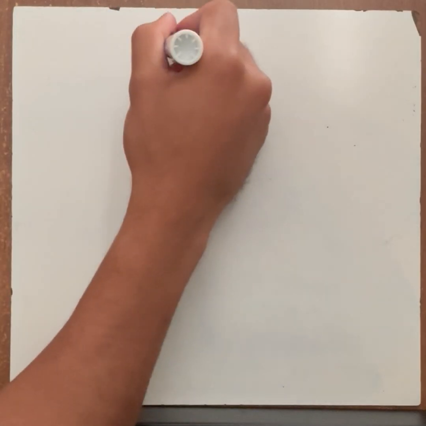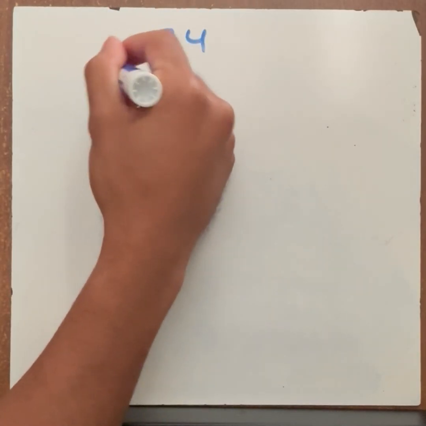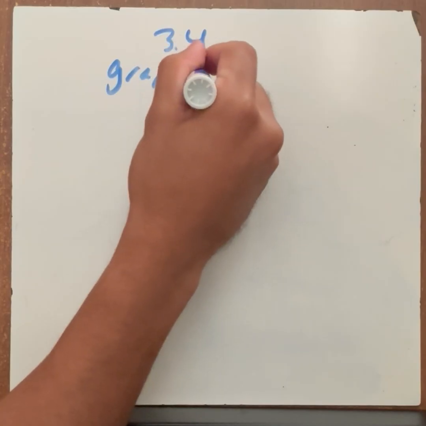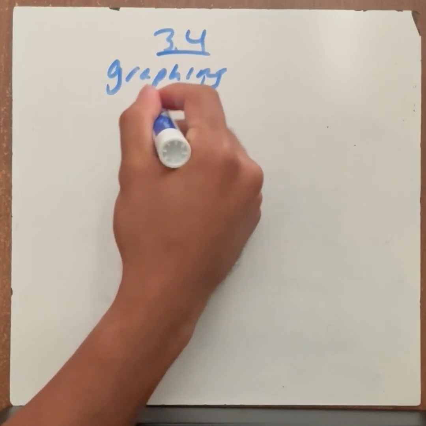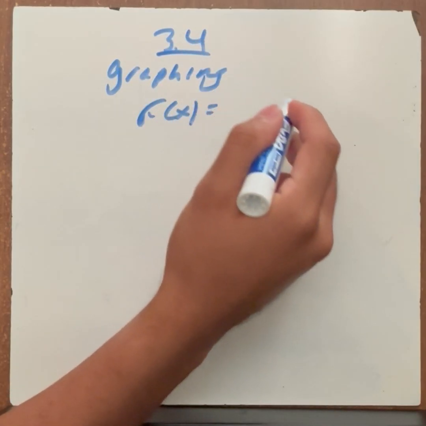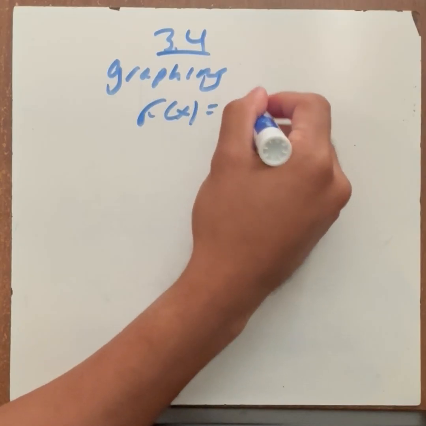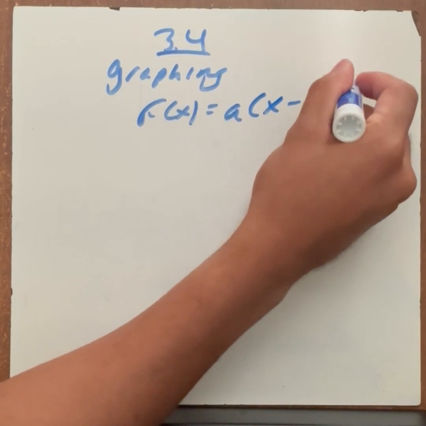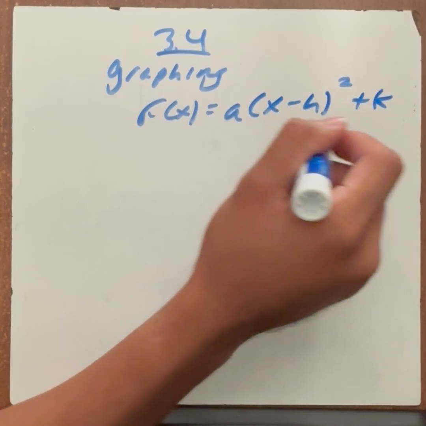Alright, let's go and take a look at lesson 3.4. Lesson 3.4 is about graphing f of x equals a times x minus h squared plus k.